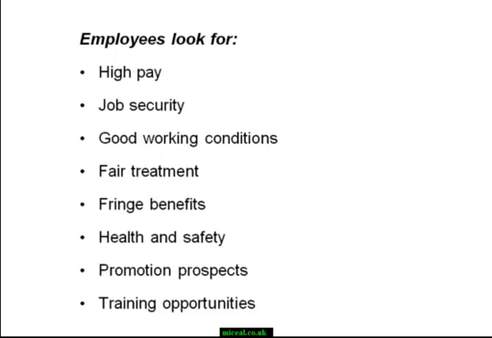Employees are stakeholders. The employees want high pay, job security, they want good working conditions, they want fair treatment, they want fringe benefits, they want health and safety at work, they want promotion prospects, they want training opportunities. So employees want a lot from the business. They're stakeholders.